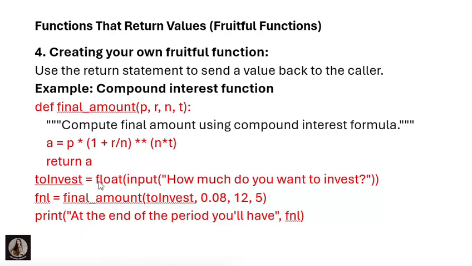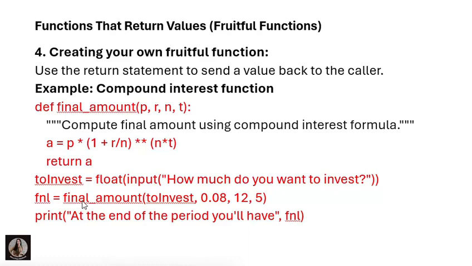to_invest is equal to float input: How much do you want to invest? It will ask the user how much money they want to invest. Here, float converts the input to a decimal number. Final is equal to final amount of to_invest, 0.08, 12 and 5.